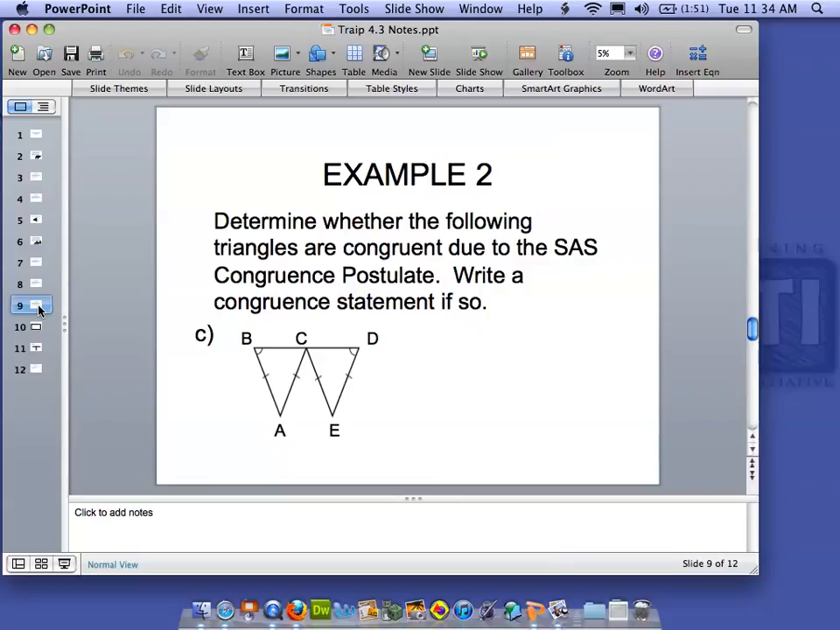Okay, and part C, let's see what we have here. We have two sides congruent to two sides. But the angle that was given to us is not in between the two sides. It's not an included angle. So for this one, I would say no. The angle is not an included angle.